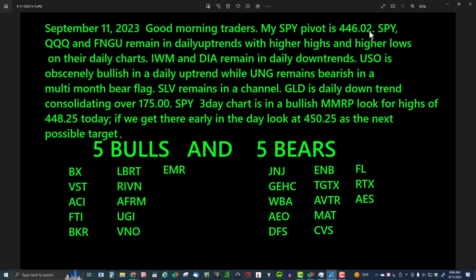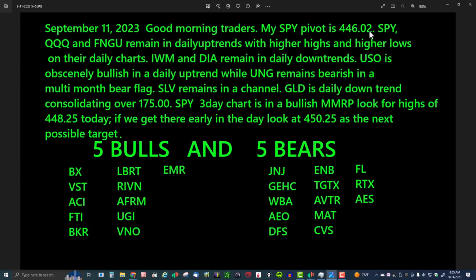SPY and QQQ and FNGU remain in daily uptrends with higher highs and higher lows on their daily charts. IWM and Diamond Dow remain in daily downtrends. USO is obscenely bullish in a daily uptrend, while UNG remains bearish in a multi-month bear flag. Silver is in a sideways channel. Gold is in a daily downtrend, consolidating over 175.